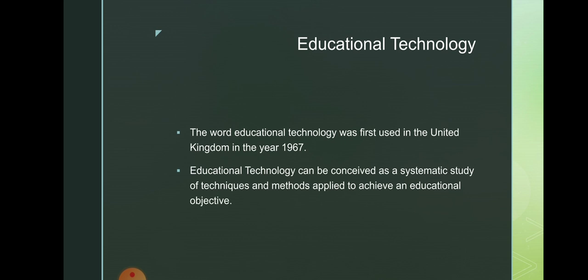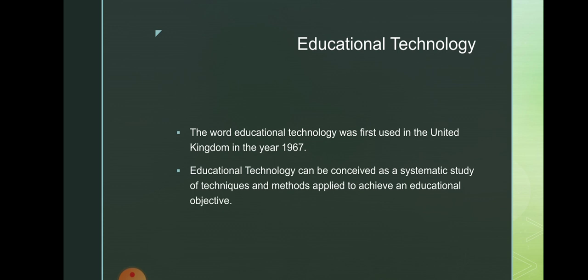Educational technology was first used in the United Kingdom in the year 1967, and interestingly, in the same year, it was used in India by the NCERT, New Delhi. The full form of NCERT is National Council of Educational Research and Training. So in the same year, 1967, when it was used in the United Kingdom, it was also used in India by the NCERT in New Delhi.